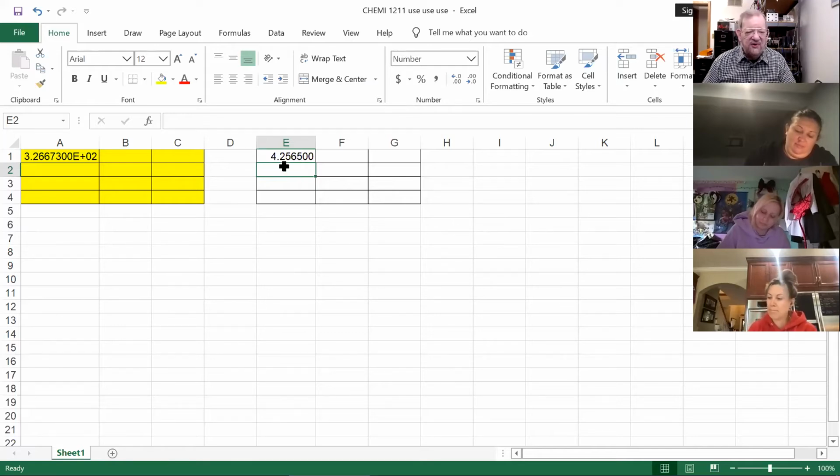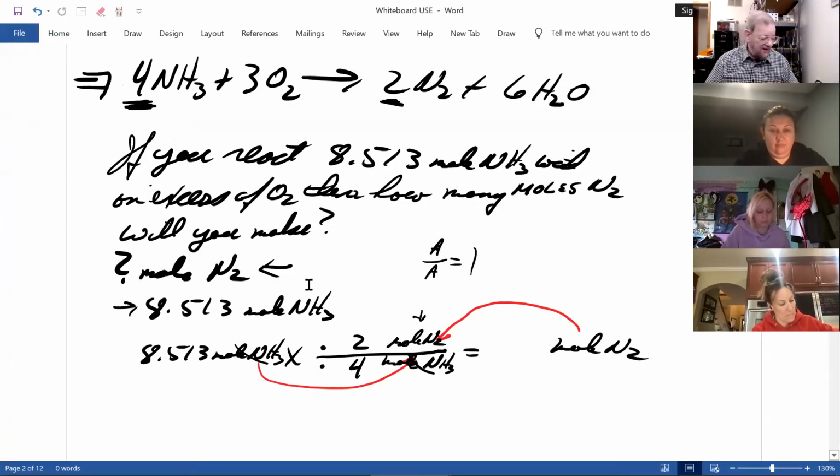Keep the 4, keep the 2, keep the 5, keep the 6. Those are my 4 significant figures. Use the 5 to round off. Is that 5 or higher? And I hope you got it right. It is 5 or higher. So I'm going to drop that, increase the number in front of it, 6 or 7. So the answer would be 4.257 moles of nitrogen.